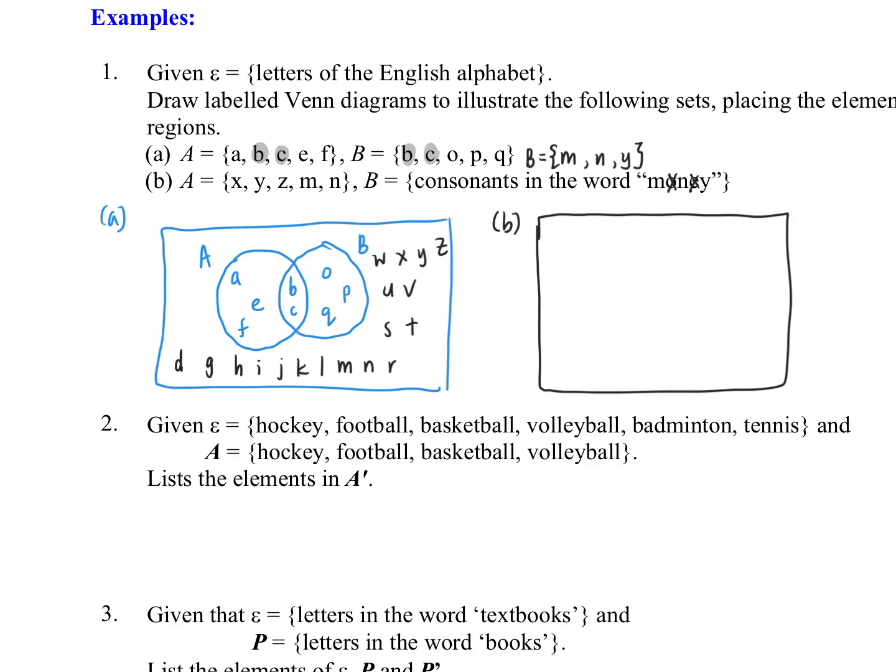So if you check, you will see that they share M, share N, share Y. So in fact, the whole B is subsumed inside A. So if you want, it is a strict proper subset. B is inside. So you put your M, N, and Y inside. And then X and Z here. Then all the other letters outside. Yes, because this represents your universal set.